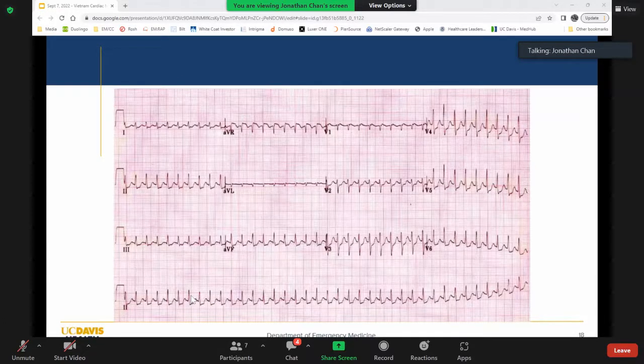And here's another rhythm. This is a different EKG that we can take a look at. If anyone has any ideas what kind of rhythm this is.